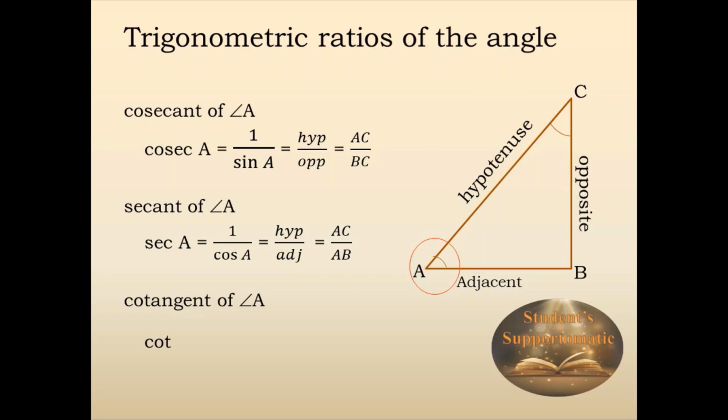Cot A is equal to 1 by tan A, which is equal to adjacent by opposite. Therefore, it is equal to AB by BC. So cot A is adjacent by opposite, that is equal to AB by BC. So these are the 6 ratios that we define on the sides of the right angle triangle, with respect to the acute angle. Here these ratios are defined with respect to the acute angle, angle A.